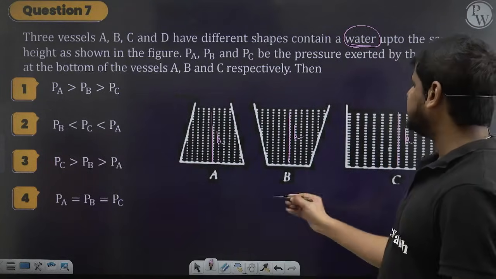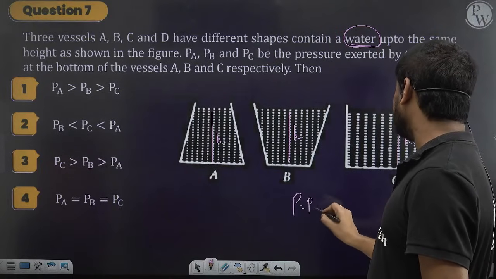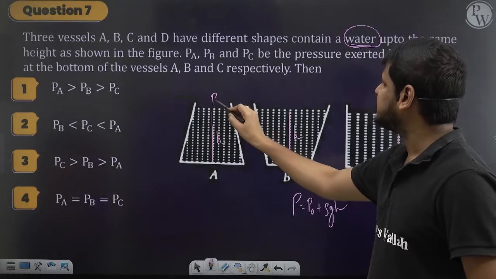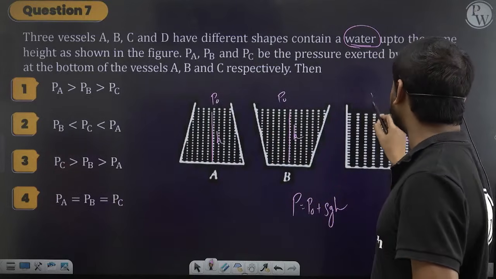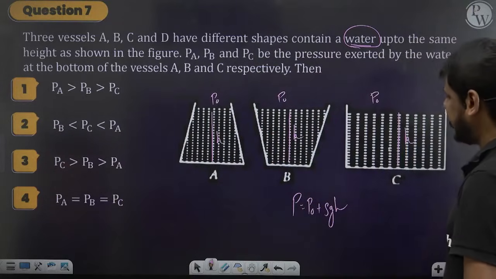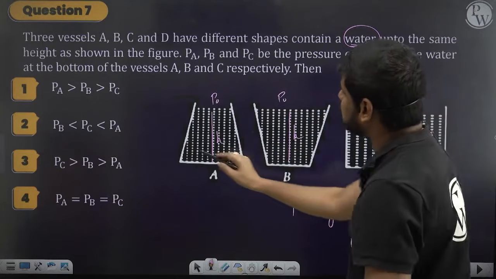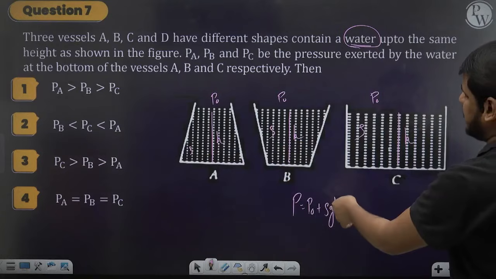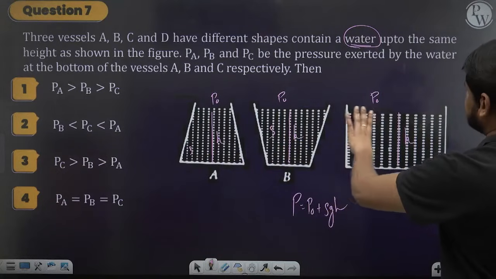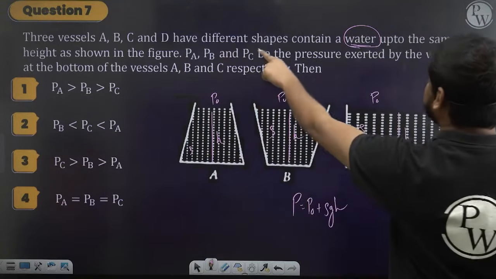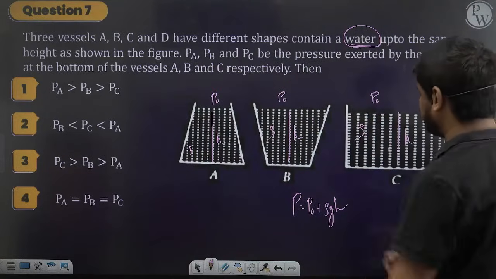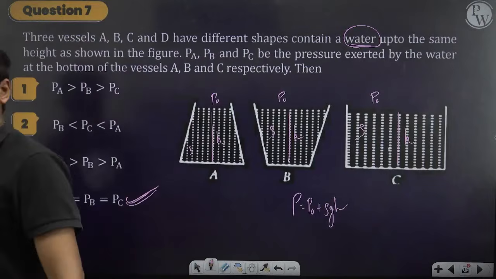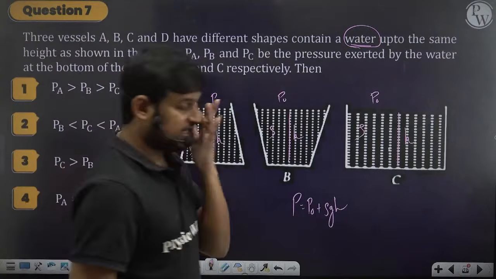So again the same thing: P is equal to P naught plus rho g h, right? For each of these containers, the atmospheric pressure is P naught. The density of this water is rho, and this water also rho. The g value is the same and the height is also the same. See here, they are at the same level, same height, so h is also the same. The pressures are again the same for all these three. Done?